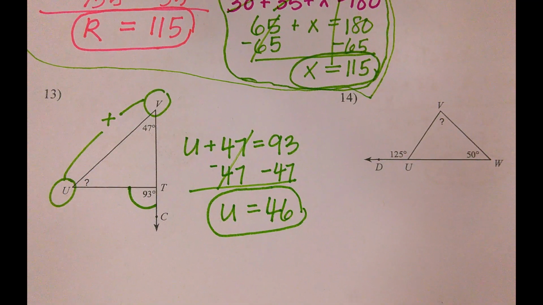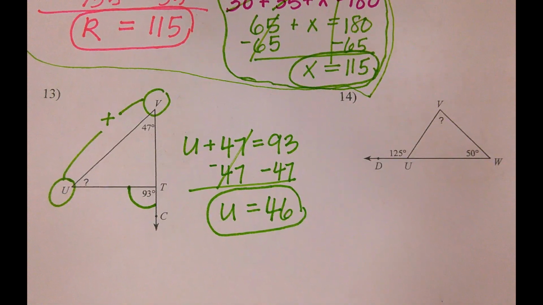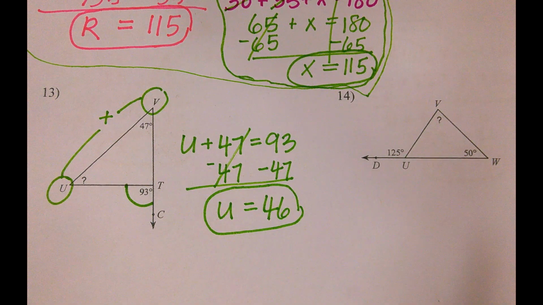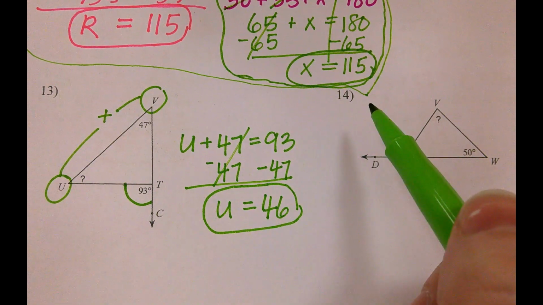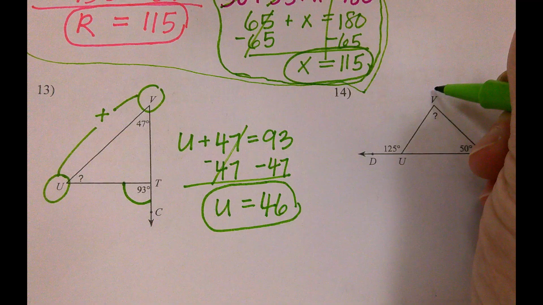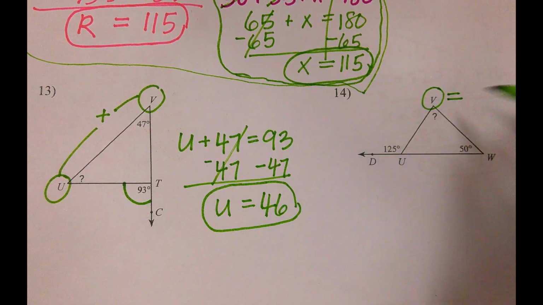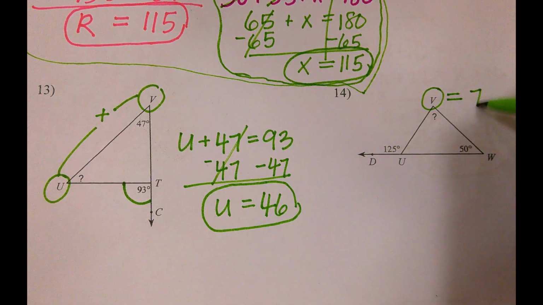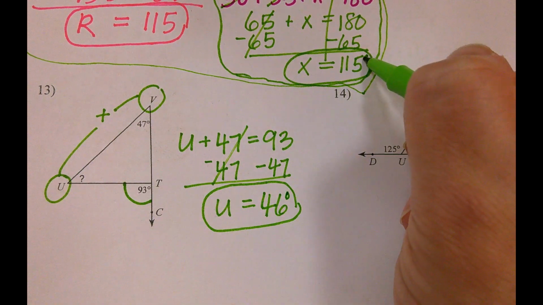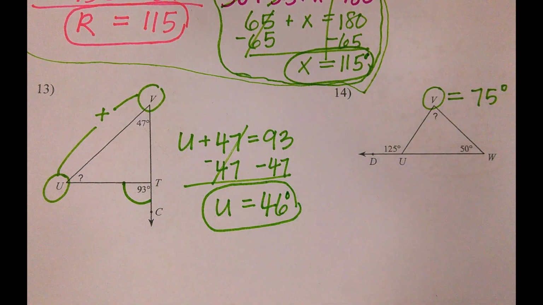All right. So if you are wanting to try the last two on your own for some practice later on, I'm going to give you the answers for those so that you can make sure you're doing it right. Number 14, you should get V equals 75 degrees. And all of these should be degrees. I have not been writing that. Sorry, guys.